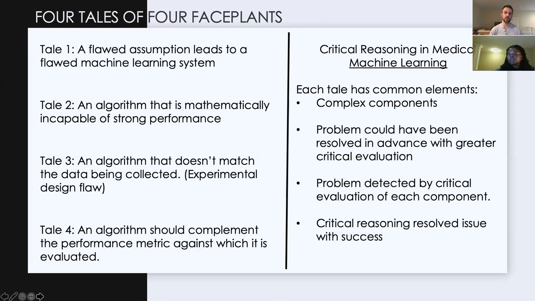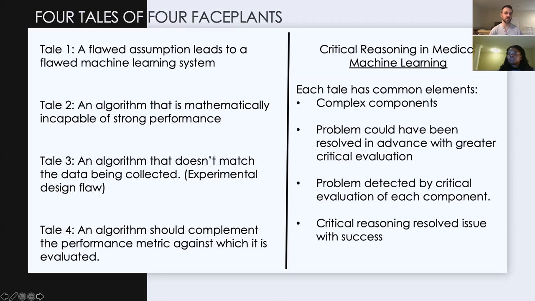Now, most importantly, and the reason that we go over this critical evaluation topic to begin with, is that the ultimate problem that arose had to be detected by critical evaluation. It didn't just fall out from some metric or from the data or was known in advance. We really had to go through and critically evaluate each piece of each component to figure out what was wrong and why our system as a whole wasn't working, because there was this individual component that wasn't working.